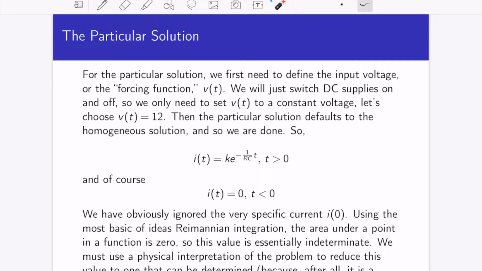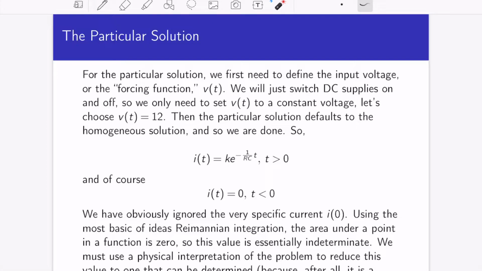So we found the homogeneous solution. Now we must find the particular solution. So we need to define the input voltage, or the forcing function, which we'll call V of t. We will switch the DC power supplies on and off so that we only need to set V of t to a constant voltage. Without loss of generality, we can assume that V of t is equal to 12. So we have a 12-volt source that's turned off or turned on. And so the particular solution will default to the homogeneous solution, and we are done. That's just because we're assuming a constant V of t.